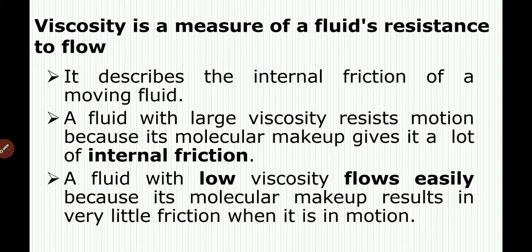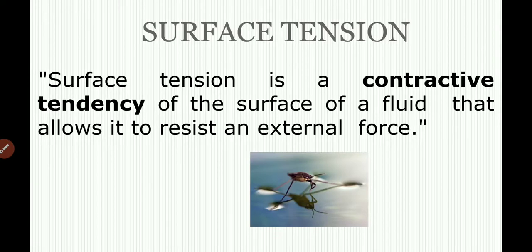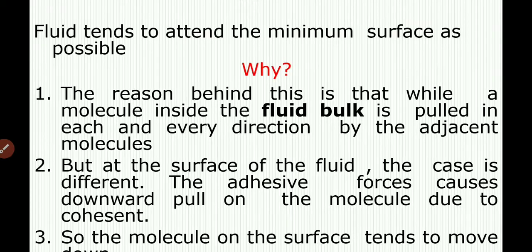A fluid with large viscosity resists motion because its molecular makeup gives it a lot of internal friction. A low viscosity fluid flows easily. Why does it flow easily? Because of the little friction. Next is surface tension. Surface tension is a contractive tendency of the surface of a fluid that allows it to resist an external force.